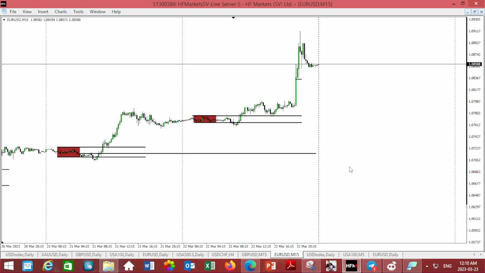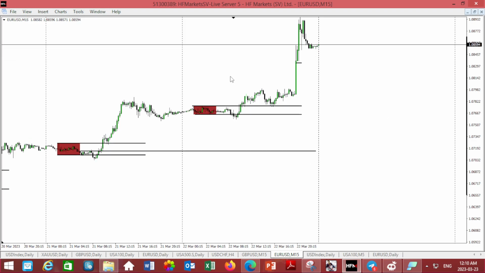Alright, we are here on our charts. I'll be doing this on the Euro USD. I believe you can already see the profile which was in play today by just looking at this Asian range here.